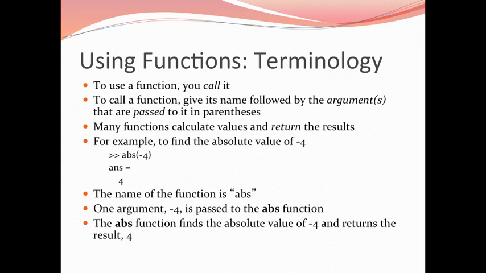Many functions calculate values and return the results. So for example, if you want to find the absolute value of -4, the name of the function is abs. So you would say abs parentheses -4. So that's an example of calling the function and passing the argument of -4. The absolute value function is going to take the -4, do whatever it does to figure out what the absolute value of that is, and then it returns that value. In this case, we have just an expression, not an assignment statement, so MATLAB stores the result in the default variable ans.